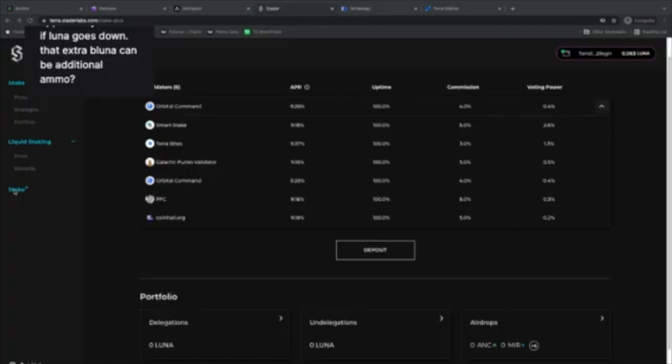Okay, and then one more question too, just on the Terra station. I know it says self delegation and commission. Should we be looking at those numbers a lot when we're putting our money into those pools?